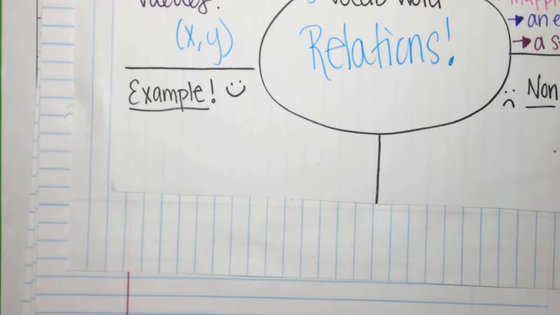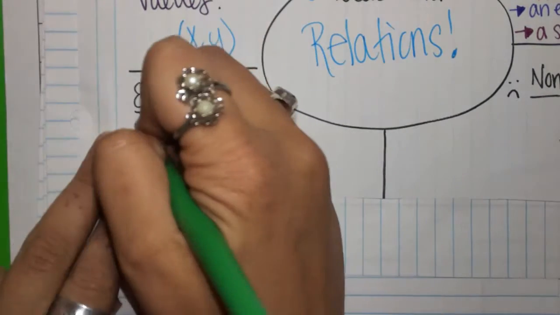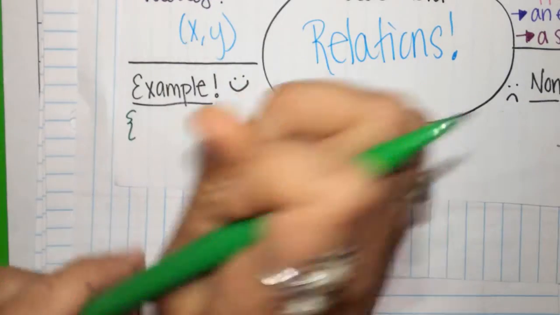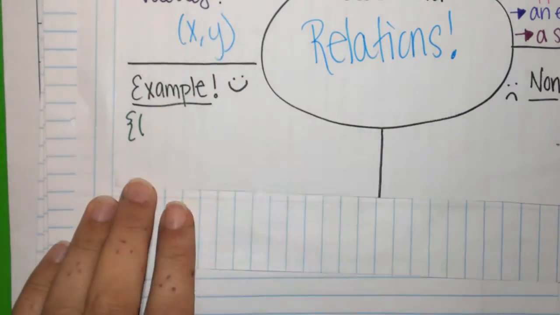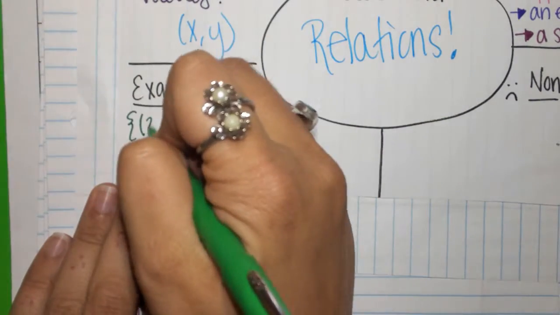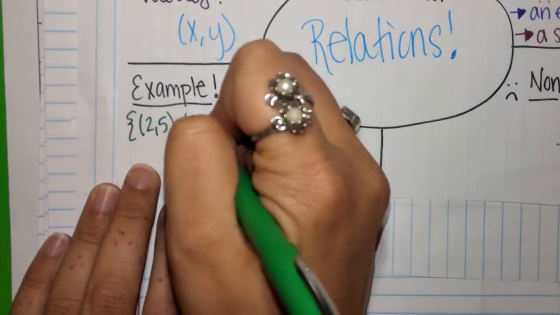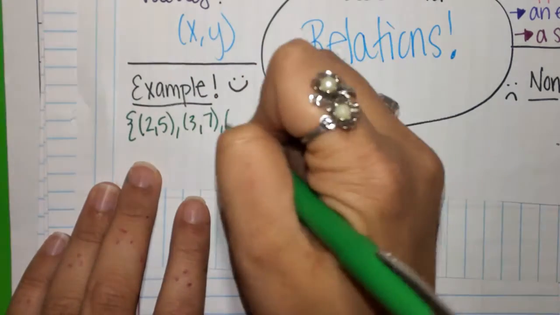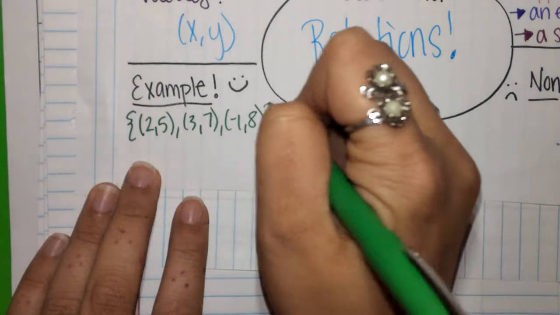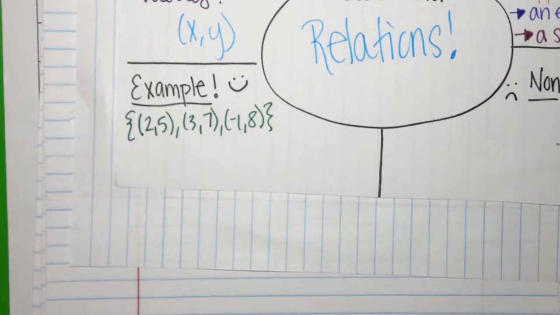Okay, so an example of a set of ordered pairs would look like this. You would write a squiggly bracket, then you would write some points, like (2, 5), (3, 7), (-1, 8). That is a relation.